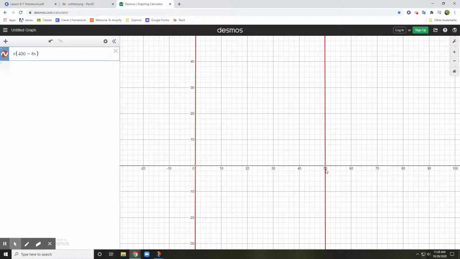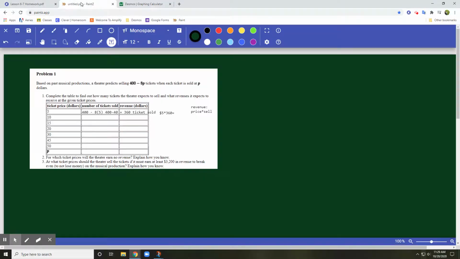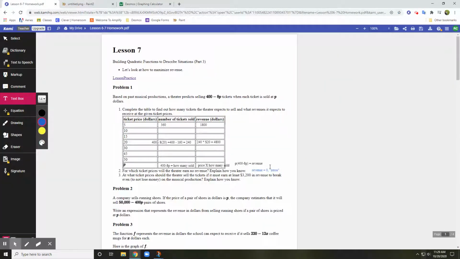So I see that my next line is going to be at 50. So if I look at it, I see that I'm going to make 0. I'm going to cross this line. Y is going to be 0 at 0, which makes sense. And then y is going to be 0 at 50. So the answer is going to be the zeros, the points where we don't get any revenue, so that's at $0 and at $50. If we make the price too high, nobody buys it.